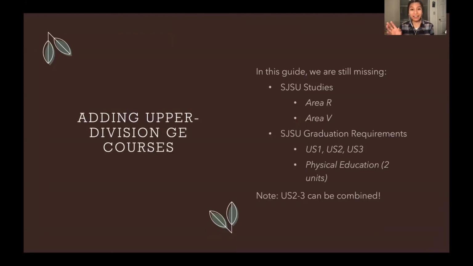Now that we've added all of the remaining music classes that we need for our major, we can now add the remaining upper division GE courses that we need to take. So in the sample guide that we're creating right now in this video, we're still missing SJSU Studies Area R, Area V, and these other graduation requirements. So let's go ahead and add those in.